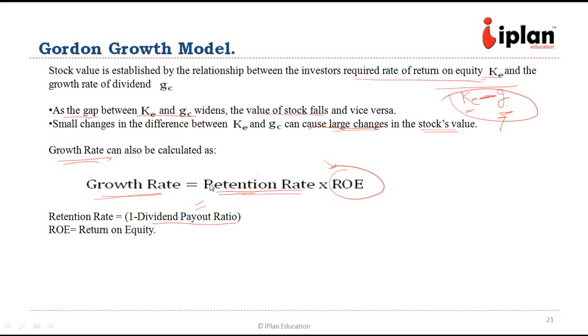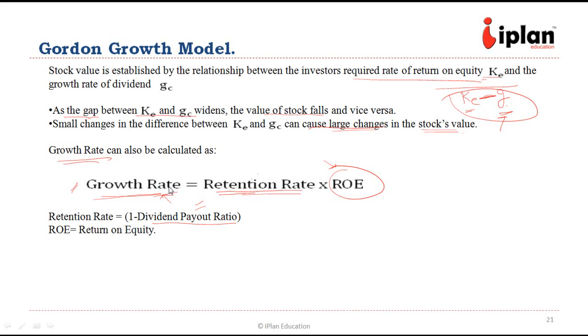Let us take an extreme case. If the company is paying all the money in the dividend, so dividend payout ratio is going to be 1 and retention rate will be 0. As an outcome, growth rate is going to be 0. In other words, we can say if the company is not retaining any profit with itself and is paying all the profit to the shareholders in the form of dividend, the growth rate of dividend is going to be 0. So dividend for next year is going to be the same as previous year.